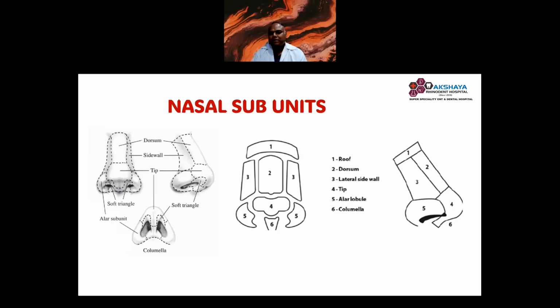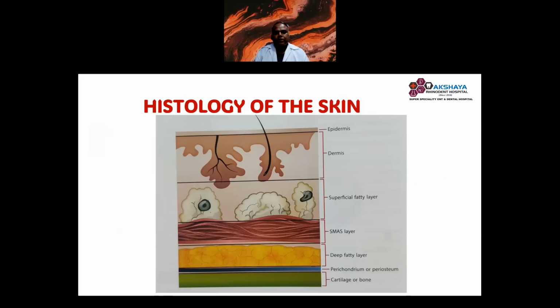Reconstruction rhinoplasty is again one more topic. We will do it at the end of the webinar series, because that is the ultimate thing you must know as a rhinoplasty surgeon. Reconstruction rhinoplasty and the vascular collapse, all those things we will discuss at the end of the second series. Okay. Then coming to the histology of the skin, this is very, very important.